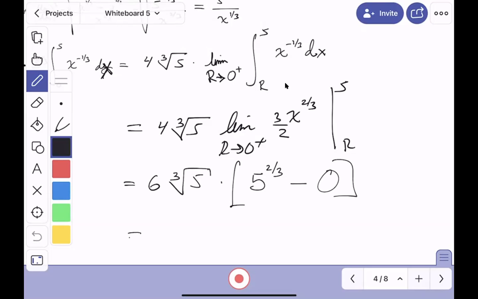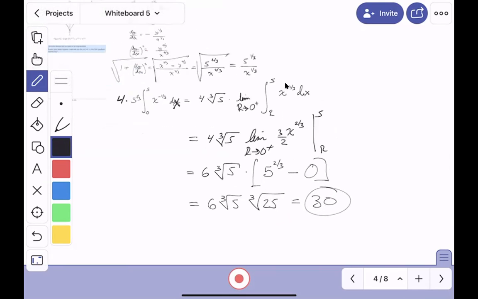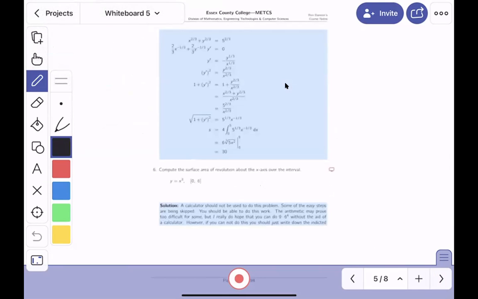So what do you get over there? Let's write this down. 6 cube root of 5 times 5 to the 2/3, and that's going to be 25. It's going to be 30. Wow. I don't know. Maybe a mistake. Let's go next page. 30. Bingo. We got it. And completely a miracle. I really mean that. Mistakes happen.